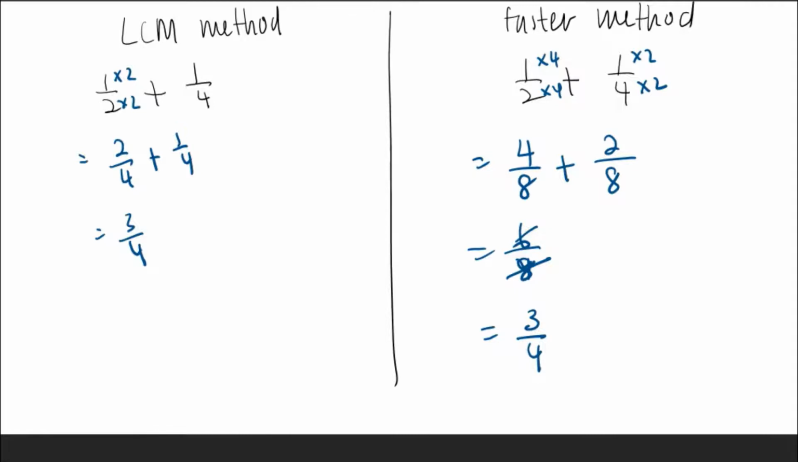So 1 over 2 times 4 over 4 plus 1 over 4 times 2 over 2, and both give you the same denominator, 8. And with this, the condition is satisfied. You can move on with addition or subtraction. So 4 over 8 plus 2 over 8 gives you 6 over 8, which simplifies to 3 over 4.